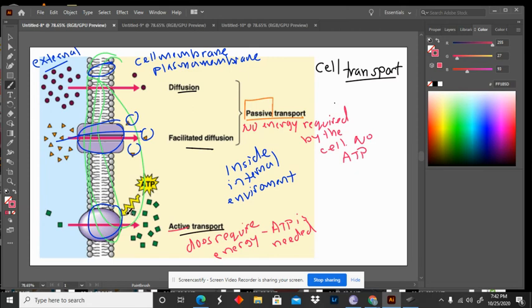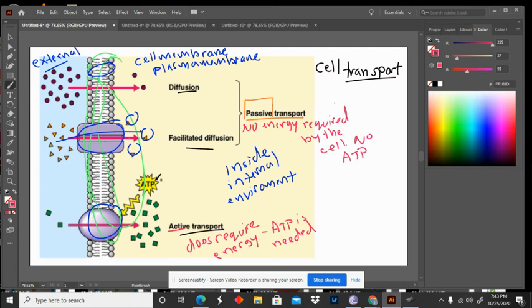This happens in nerve cells. Nerve cells have to actively pump sodium and potassium out of themselves against the concentration gradients. So the common example would be pumps. Pumps that exist on the cell membrane use energy.